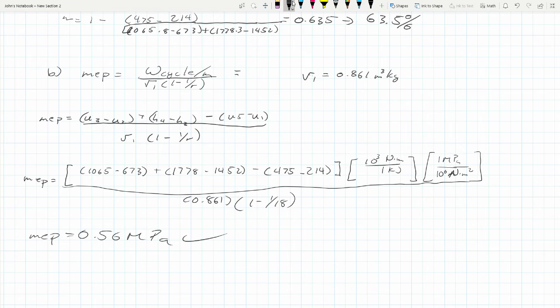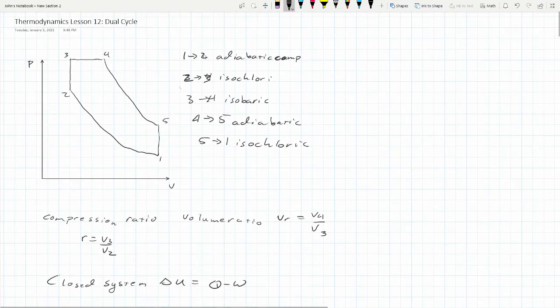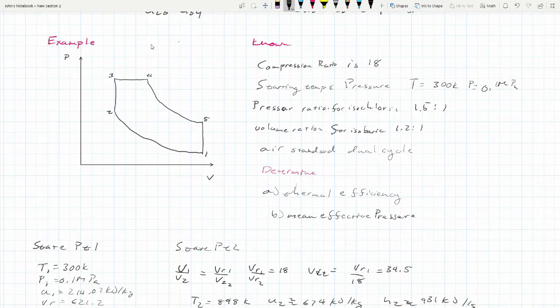Whew, we did it! Go team! Alright, let's review. So, we were given an air standard dual cycle with a compression ratio of 18, and a starting temperature and pressure of 300 Kelvin and 0.1 megapascals. We were given a pressure ratio for the isochoric section of 1.5 and a volume ratio for the isobaric section of 1.2, in a dual cycle.